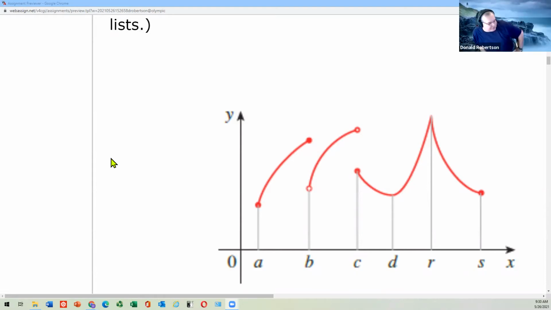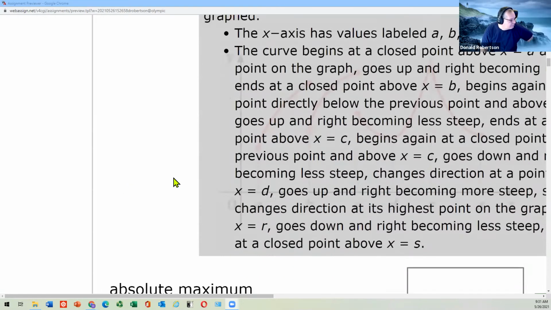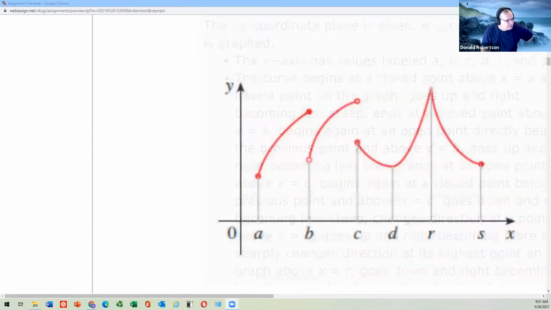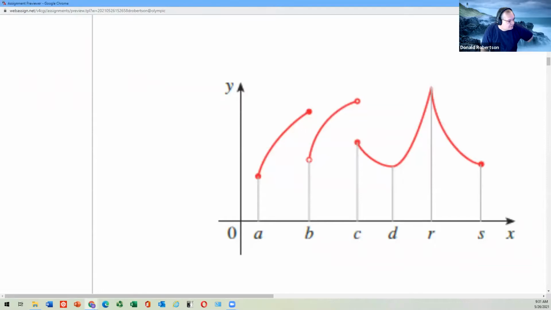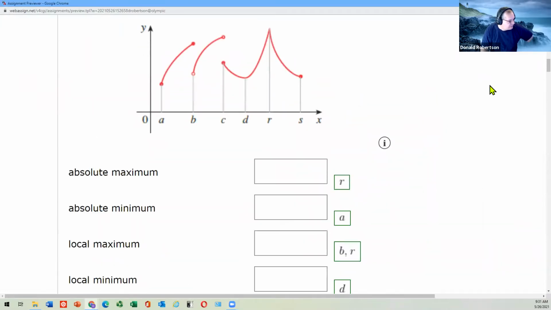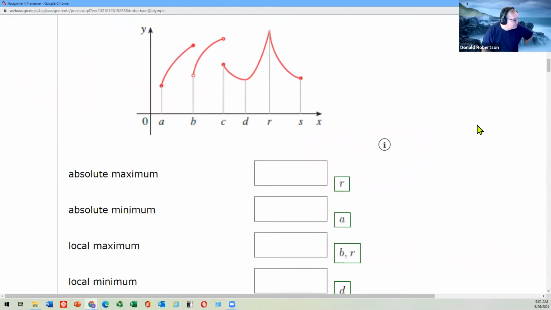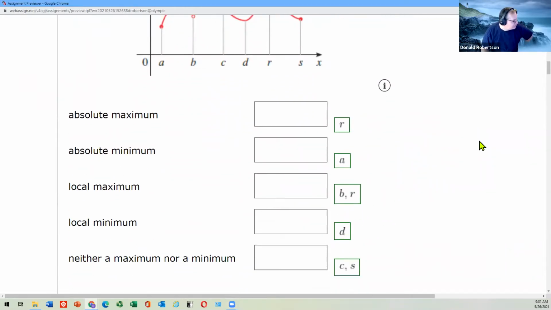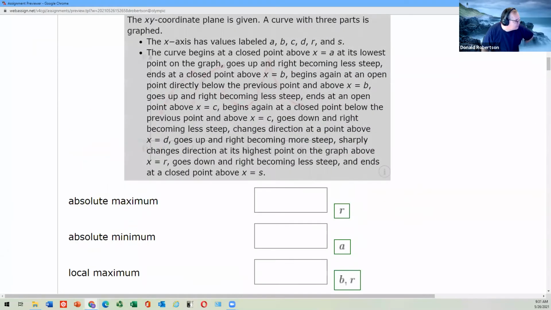Bottom of the hill. And this is where we are going to disagree with the book, but I am right and they are wrong. Local maximum. R. Agreed. Not disagreeing with the book. Do you know the other one that they gave? And I'm going to disagree with it. B? Yes? Is it B? Yeah.